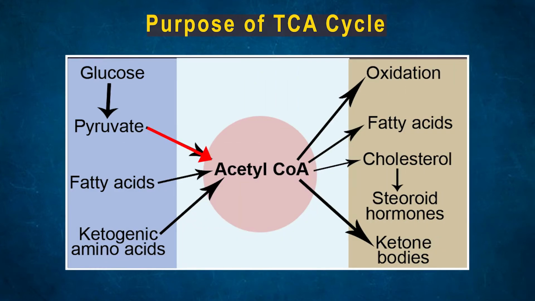Now this acetyl-CoA comes from the pyruvate from the glycolysis of glucose, from fatty acids, and from ketogenic amino acids. This acetyl-CoA can be used for oxidation of many metabolites, fatty acid synthesis, cholesterol biosynthesis, steroid hormone synthesis, as well as to generate ketone bodies.